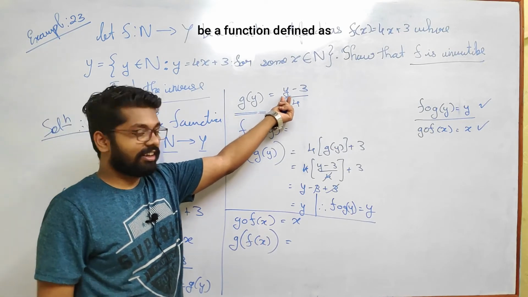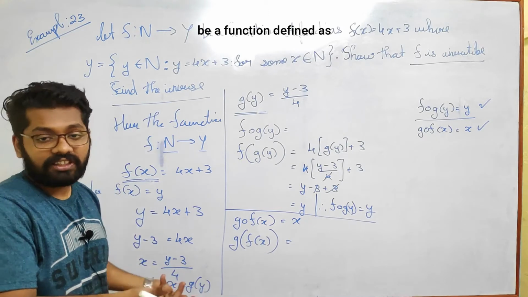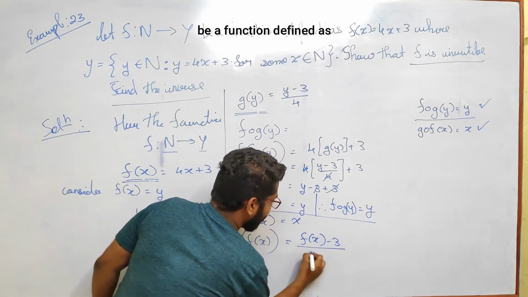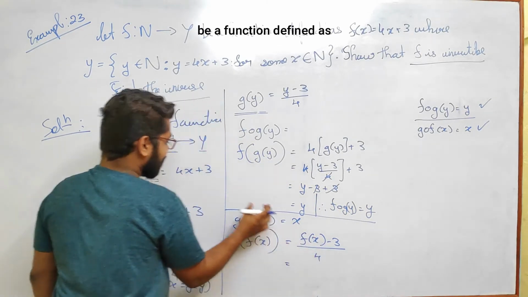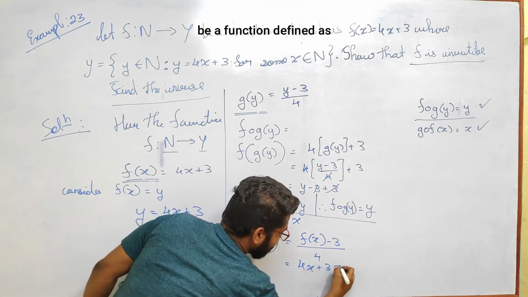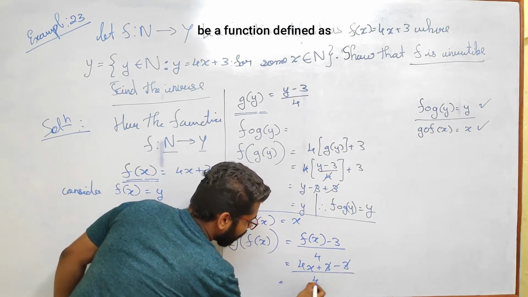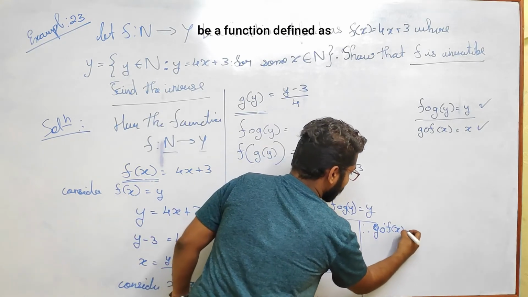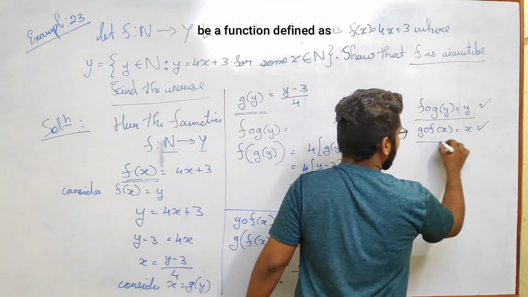Now take a deep breath and see now. y was there, so y came. If it were x, x would have come. But I have f of x, so f of x will come. So it will be f of x minus 3 divided by 4. Agree? Now what do you know, what is your f of x? 4x plus 3. So therefore 4x plus 3 minus 3 divided by 4. Plus and minus cancel, 4 cancels. Answer is x. Therefore gof x is equal to x. So now if you see, the second job is also done.